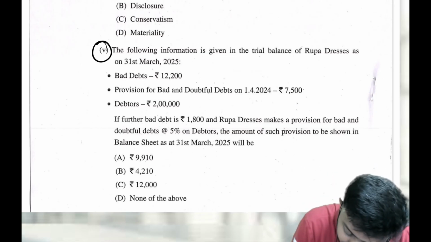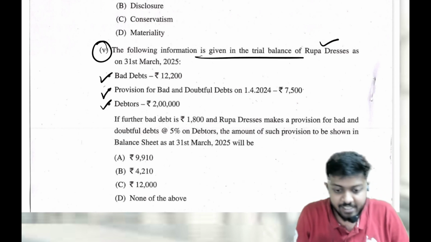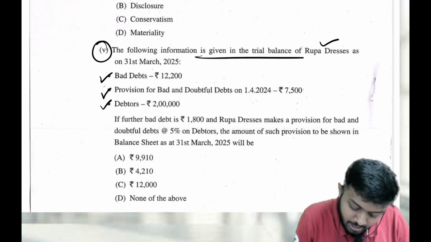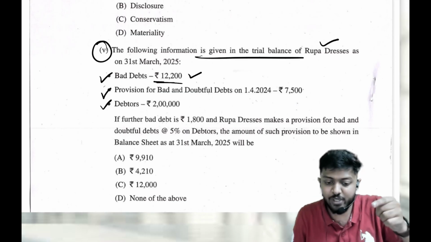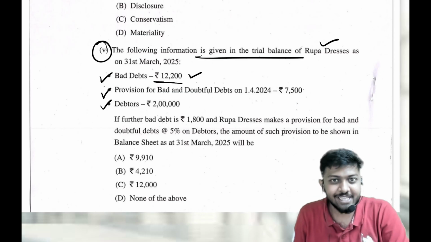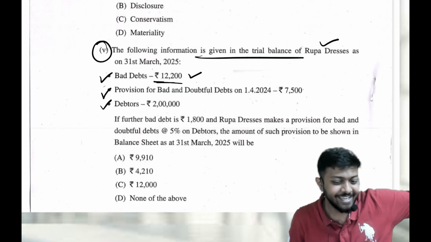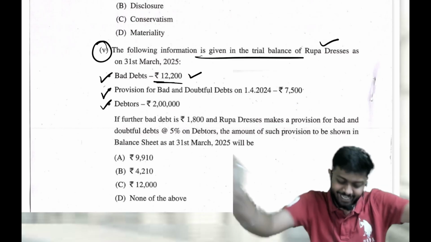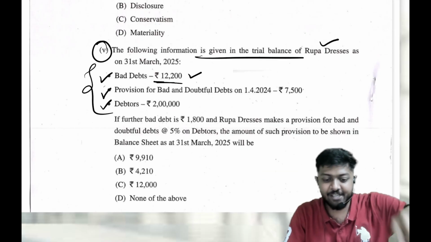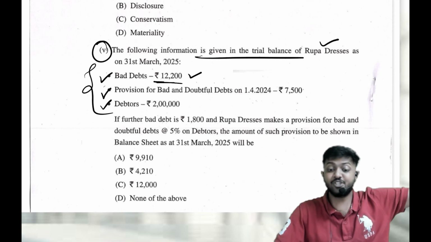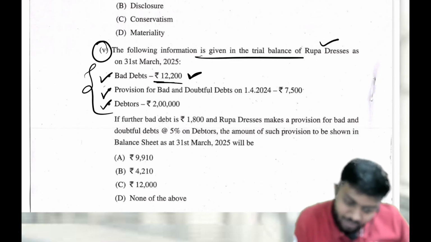The following is given in the trial balance of Rupa Traders. These three things have already come in the trial balance. Very important to know: there is already a bad debts account in the trial balance itself, which is 12,200. If something has come to the trial balance, that means the ledger account is there, the journal entry is there, and they have already passed the bad debts entry. That's why it has come to the trial balance. If the bad debts account has come to the trial balance, then the entry is already passed. Don't pass it again, ladies and gentlemen. So 12,200 is already there.